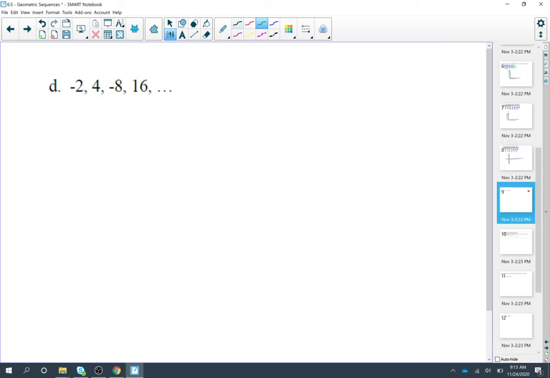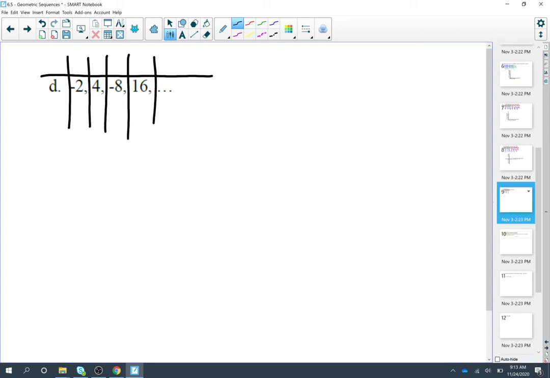Letter D. Okay, once again, set up your table. 1, 2, 3, 4, 5, 6, 7. Okay, so now we have to find the next 3. Negative 2 to 4. Well, 4 to negative 8. Once again, do you notice positive, negative, negative, positive, negative, positive? So this time it looks like our common ratio is going to be a negative again, and 2 to 4, we're going to multiply by negative 2.